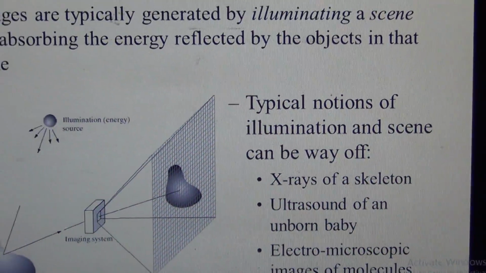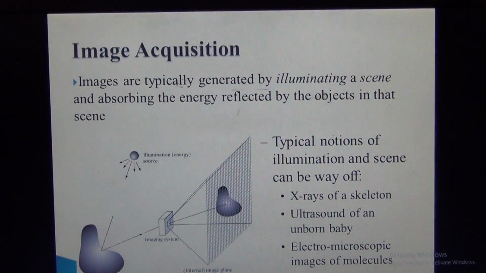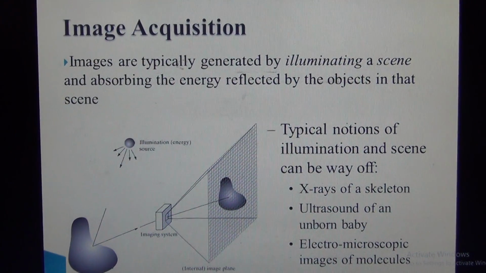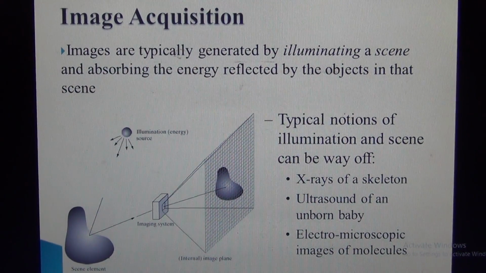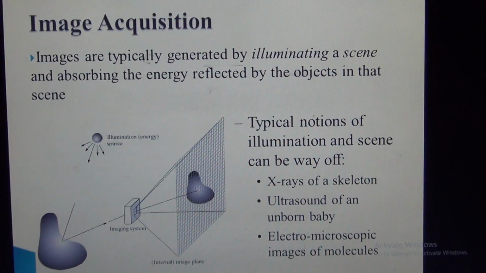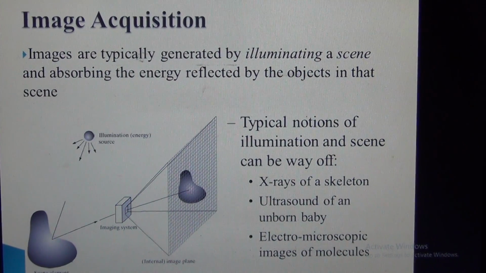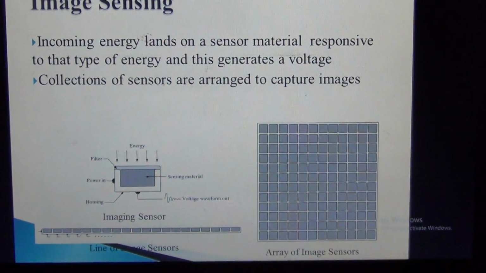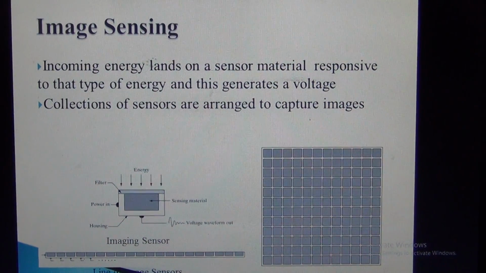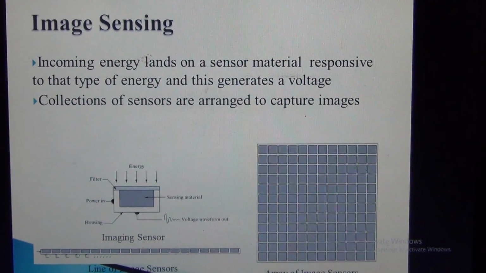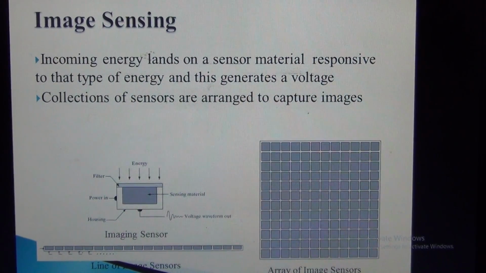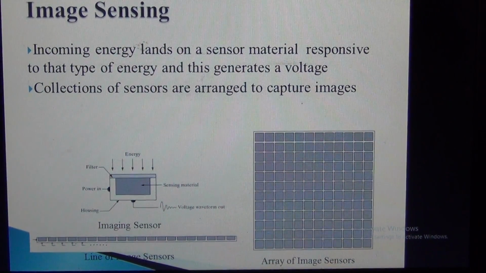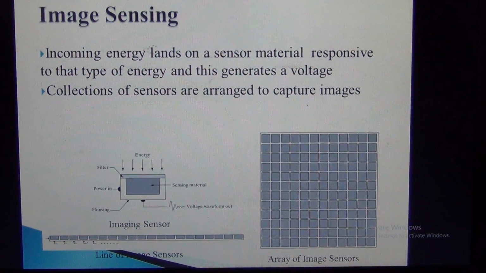Now how are images acquired in a camera? Typical examples of illumination and scene can be an X-ray of a skeleton, an ultrasound of an unborn baby, and electromagnetic microscopic images of molecules. How can images be sensed by a sensing device? The collection of sensors is responsible for sensing an image. Here the matrix shown in the diagram is responsible for storing the pixels of the image, so we can view the digital part of the image.